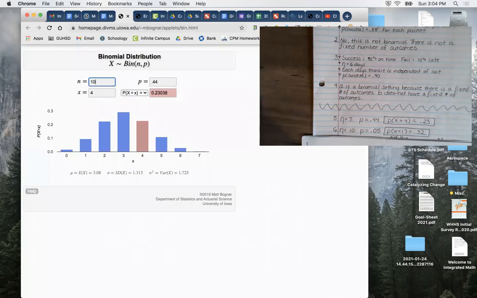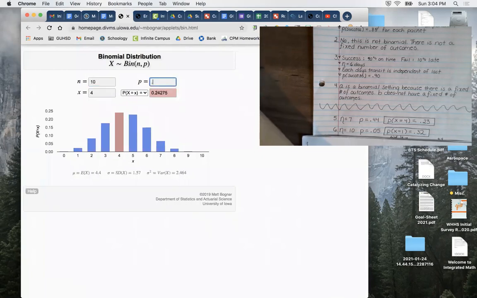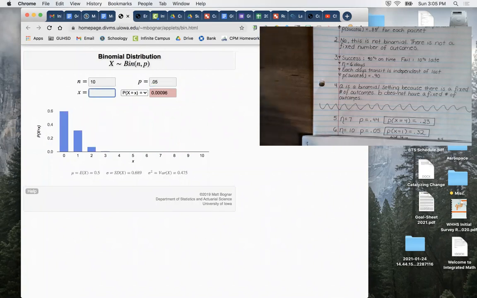Well, I just changed this. 10, 0.05 is my probability. I put 1, exactly 1 dying. That's pretty probable. It's actually more probable that none would die, right? If you have a 5% chance. But here I have a 32-ish percent chance. You'll see I rounded 0.315, 32% chance of exactly 1.